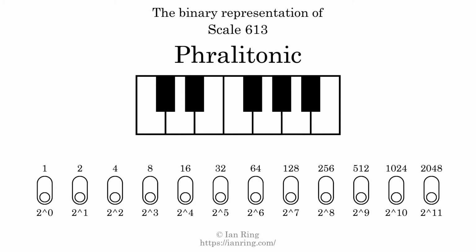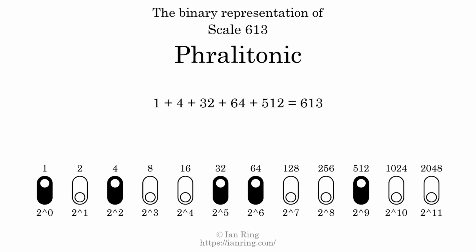The binary representation of this scale is determined by mapping tones of the scale to binary digits. Each binary digit represents a power of 2. To get the scale number, we add the powers of 2 together. The powers of 2 that are present in the scale, all added together, equals 613. That is why the scale number, in decimal, is 613.